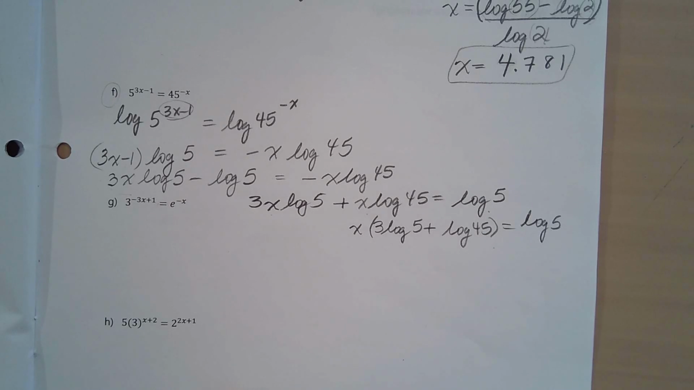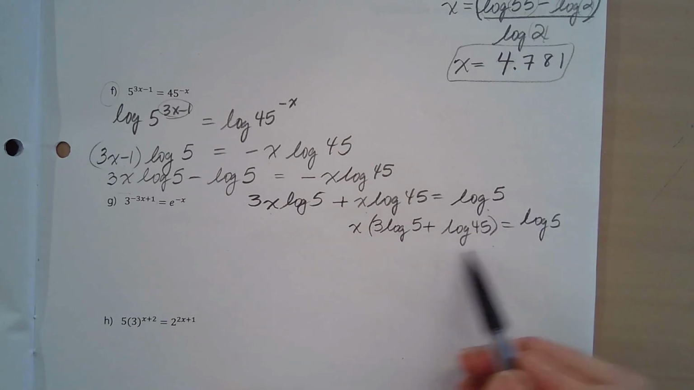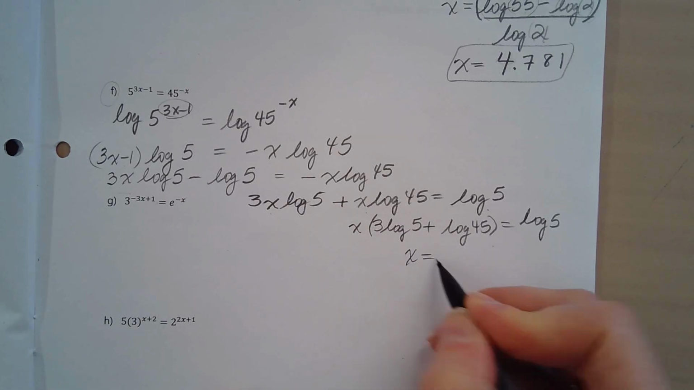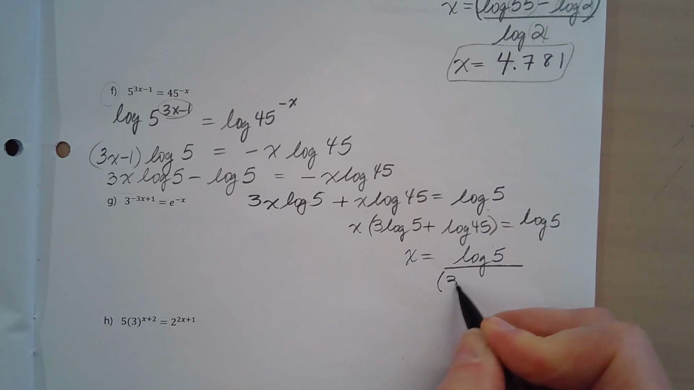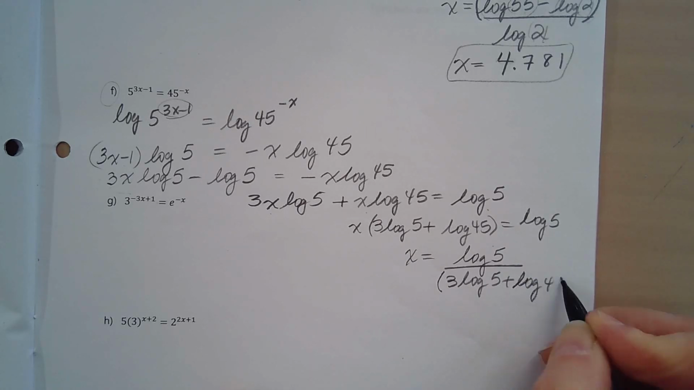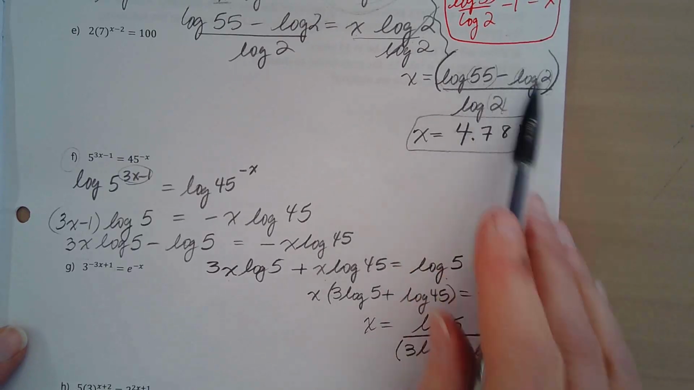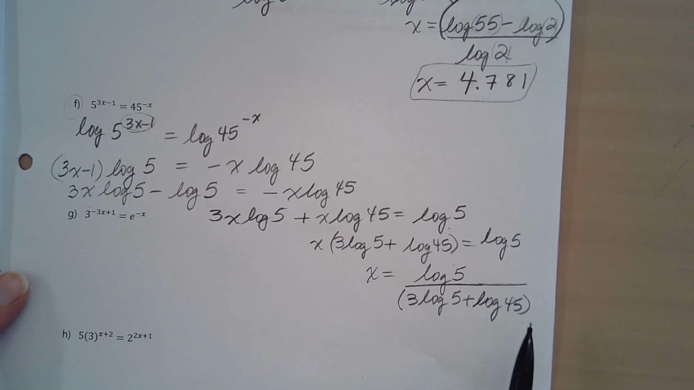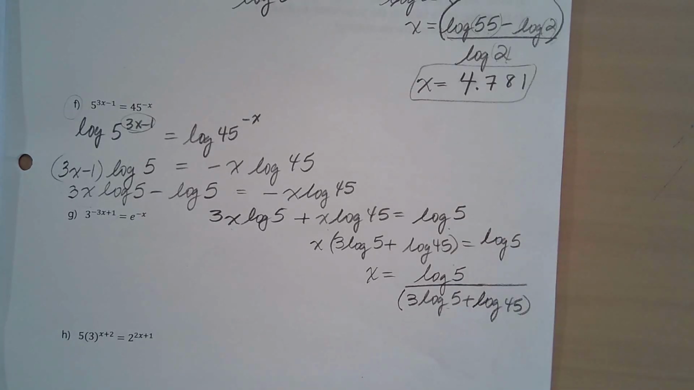Okay, I have one last step to do. What's my last step? Divide by this whole piece, right? X equals, so I'll have log of 5 divided by 3 log 5 plus log 45. Just like in the previous question, anytime you have a complex fraction, meaning if I have more than one piece on the top of a fraction or more than one piece on the bottom, sometimes you have 2 on the top, 2 on the bottom, always use brackets for your numerators and denominators.